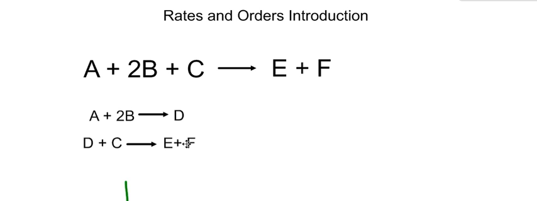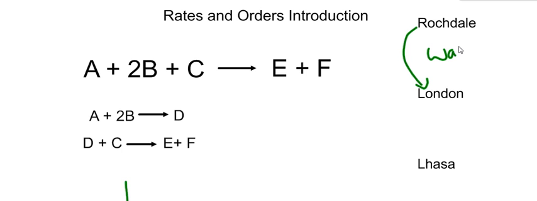If one of them's really fast, it won't matter if that step gets speeded up. If one of them's really, really slow, we want to speed that up, otherwise the whole reaction will be slow. Looking at this in a different way, say here that I decide to go on a trip. I want to go from Rochdale to London to Lhasa. But my problem is that going from Rochdale to London, I've got to walk. From London to Lhasa, obviously, I'm going to fly.